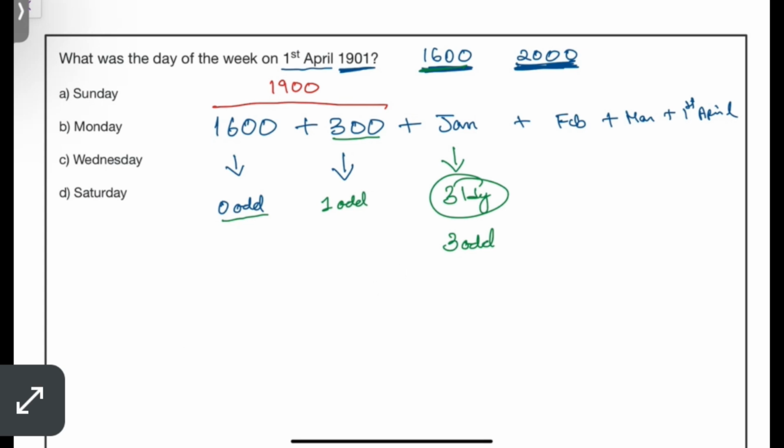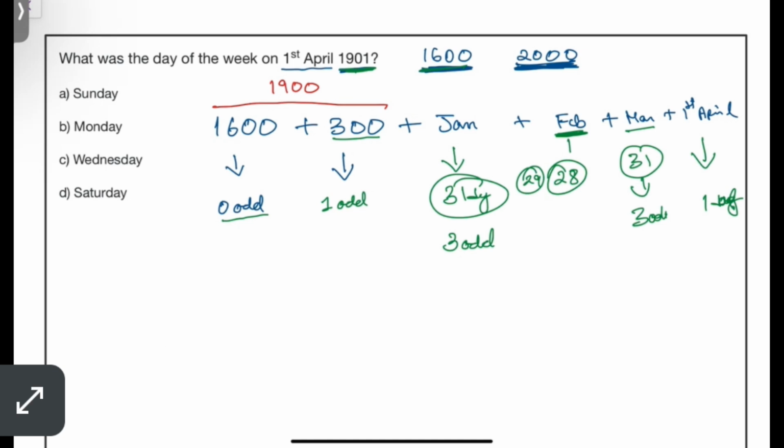Next is Feb. Let's leave Feb aside once. Let's check for March. It will have 31 days, which means it will have 3 odd days. And April, we are talking about 1st April. That means 1 day only, or 1 odd day, because I'm going to convert it in terms of weeks. If it was 2nd April, that means it will be 2 days or 2 odd days like that. So we need to check whether this 1901 is a leap year or not. If it's not a leap year, then it will have how much? 28 days. If it's a leap year, it will have 29 days.